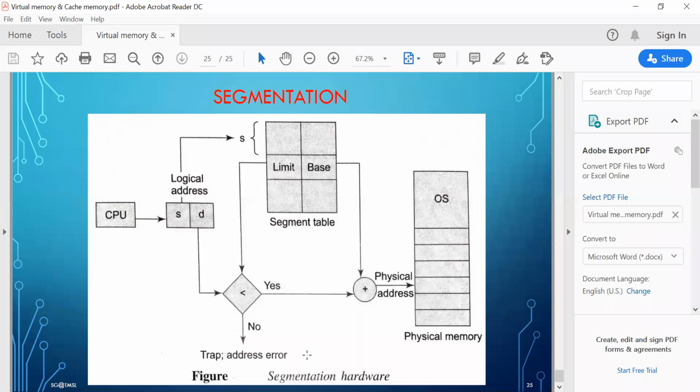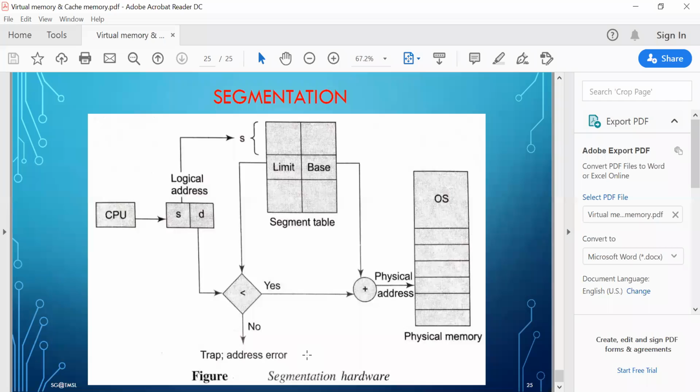All of you have already read the segmentation in 8086. There must be some base address which will be added to the offset. The segment address is actually the base address, and your base address will be added to the offset address, so you can get the physical address. The same thing is implemented here. If it is valid, it is added with the segment base to produce the address in the physical memory for the desired word.